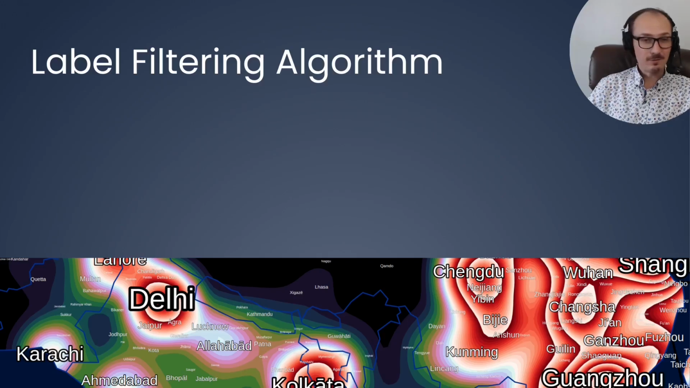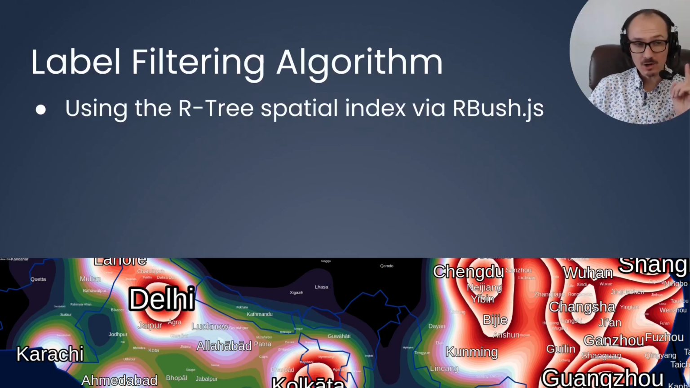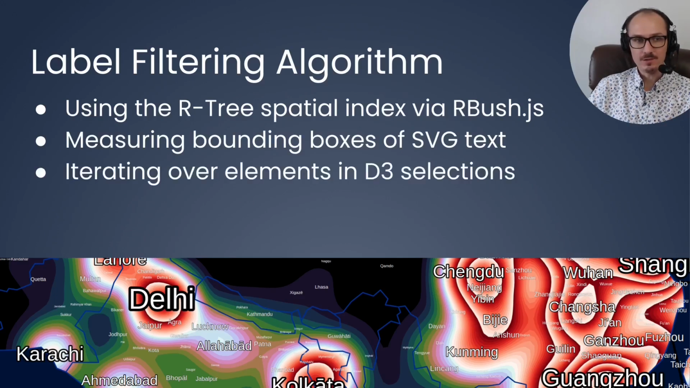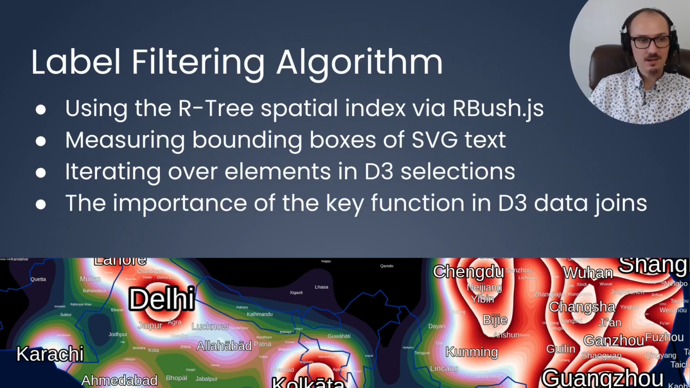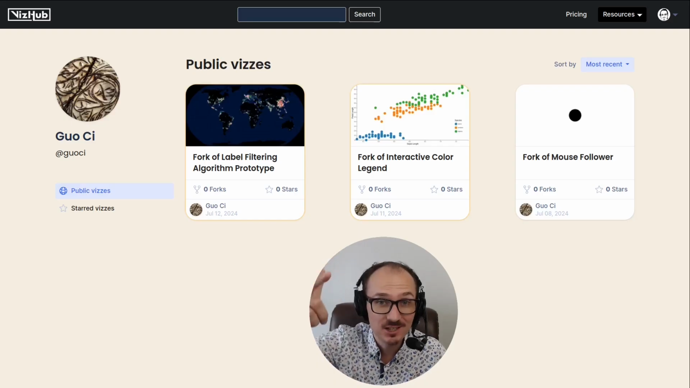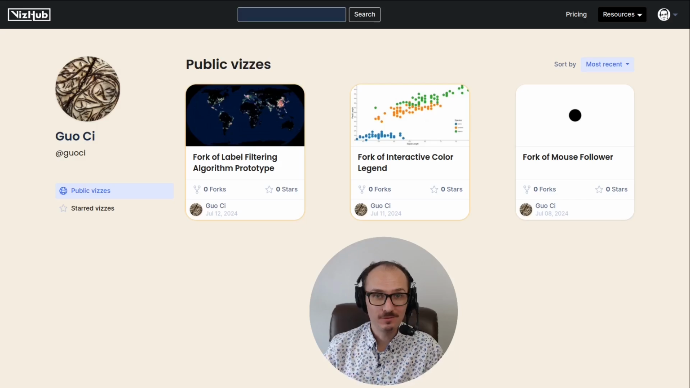In this live coding session, we'll touch upon using the R-tree spatial index via RBush.js, measuring bounding boxes of SVG text, iterating over elements in D3 selections, the importance of the key function in D3 data joins and the various kinds of bugs that could be caused if you get it wrong, and finally controlling the Z ordering with DOM ordering in SVGs. And shout out to GC who joined me live.